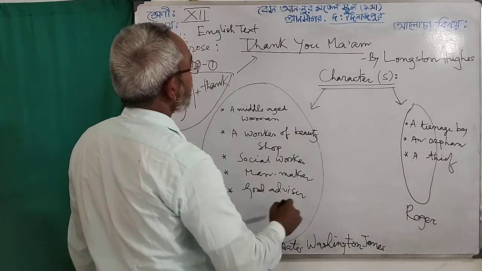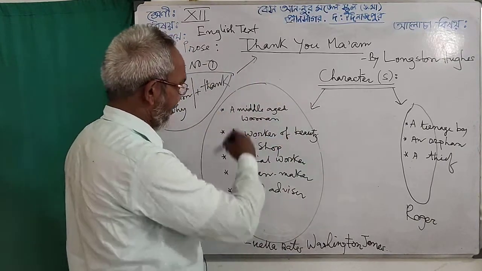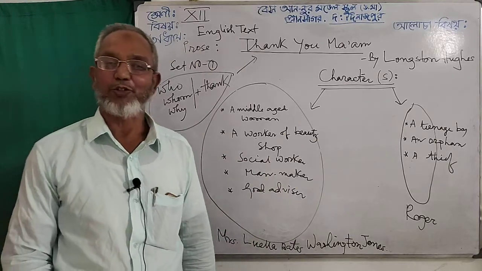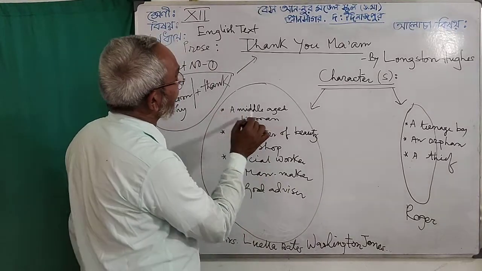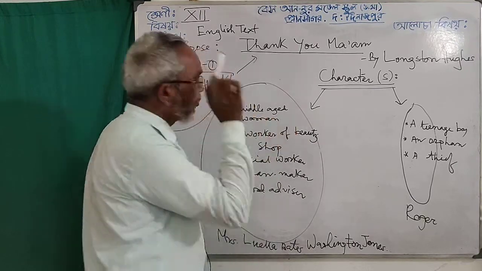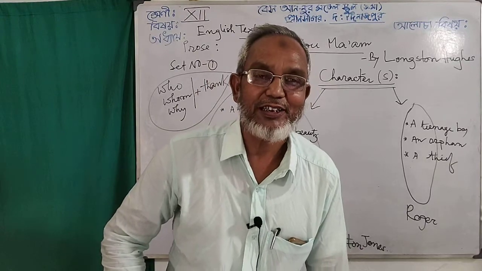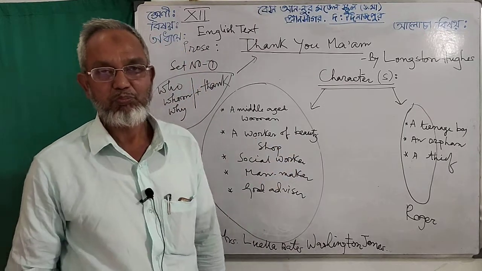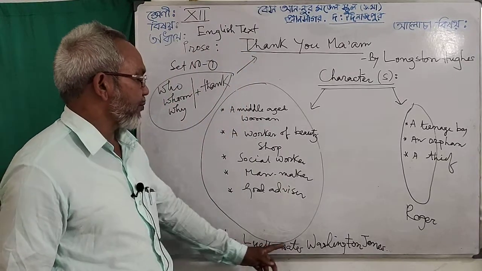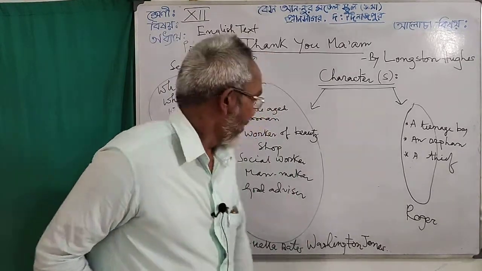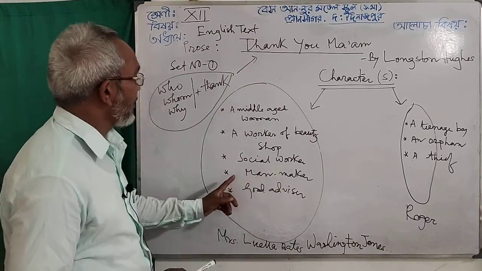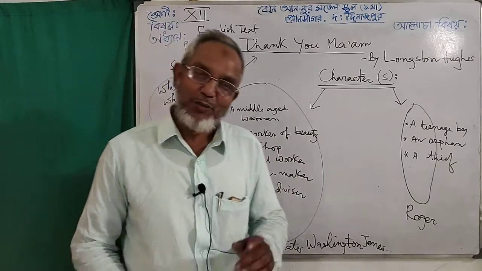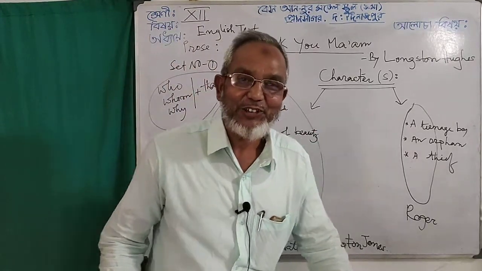So in the figure on the board, I pointed out some qualities of Mrs. Bess Washington Jones. The first quality is that she is a middle-aged woman. She was a worker in a beauty shop. She was a social worker. She was a man maker. She is a good advisor. When we read the story to the end, we will get a clear concept of this story.